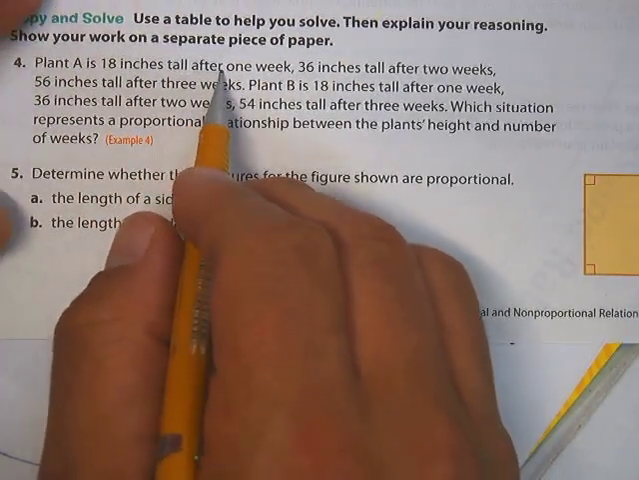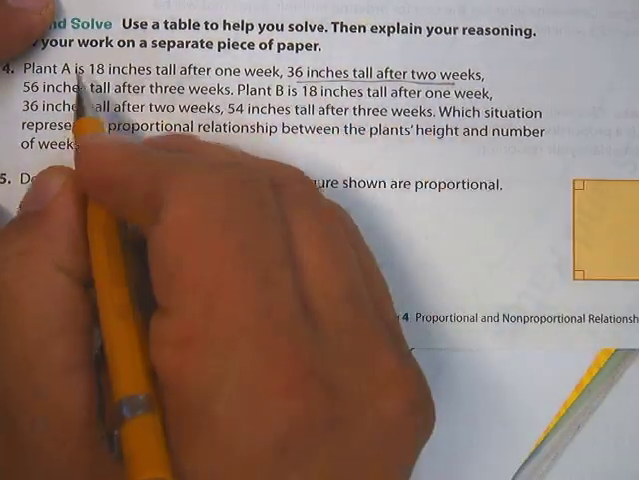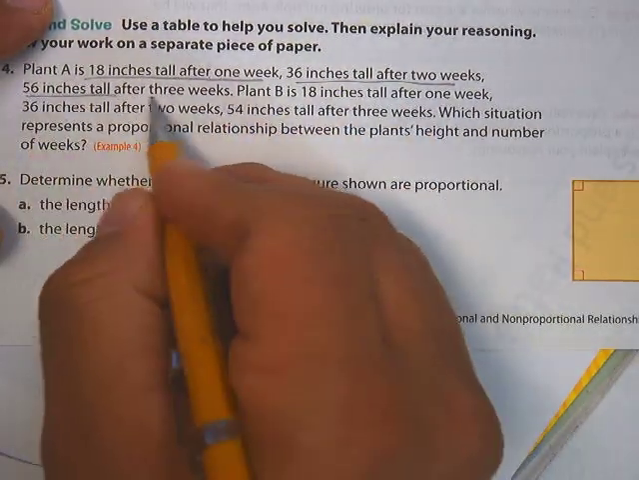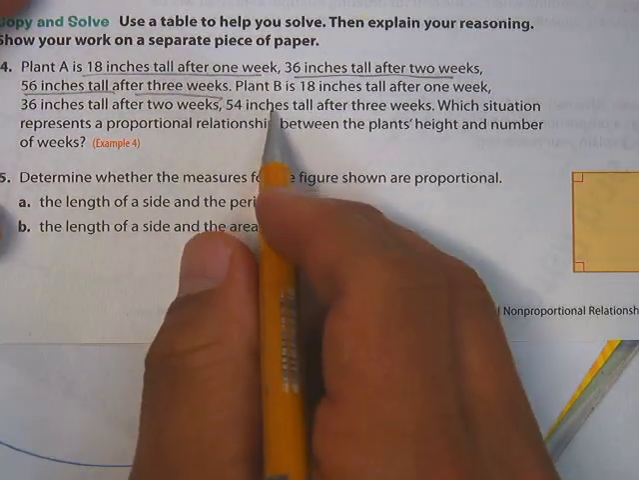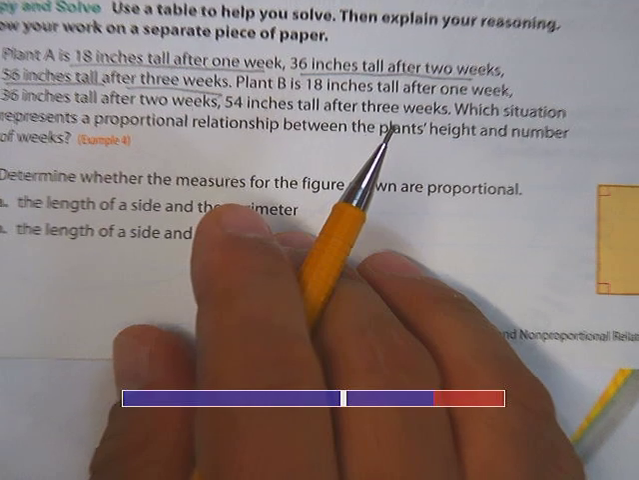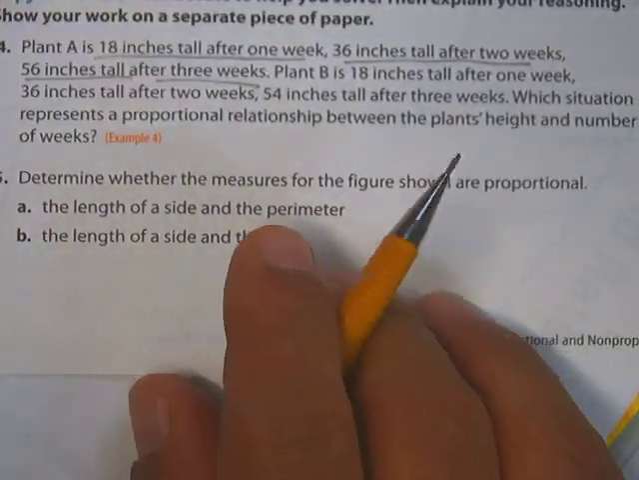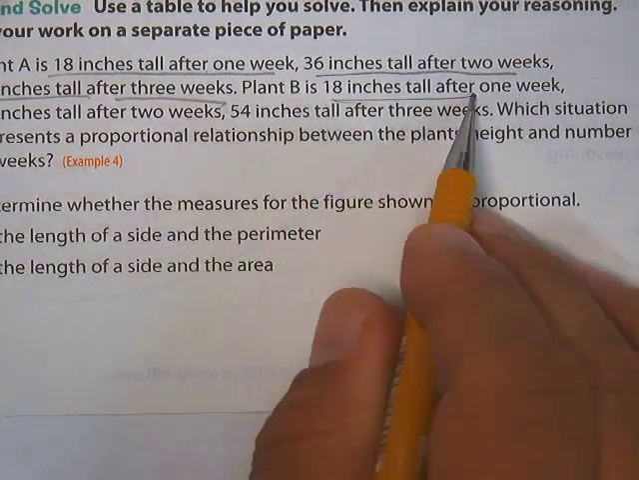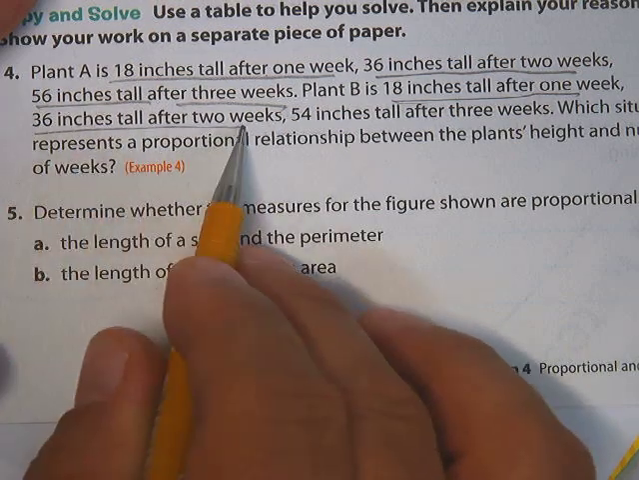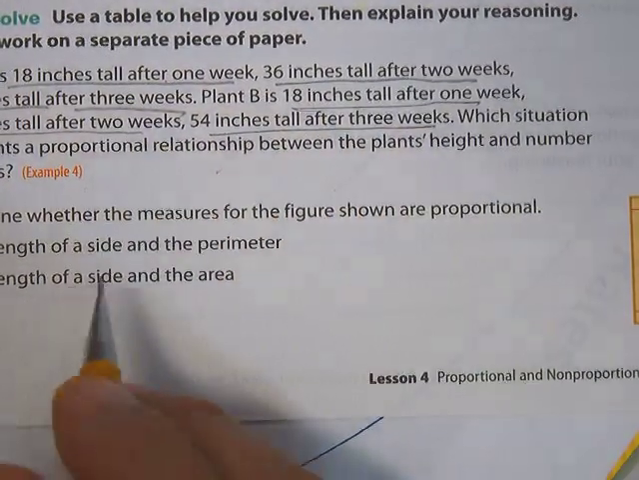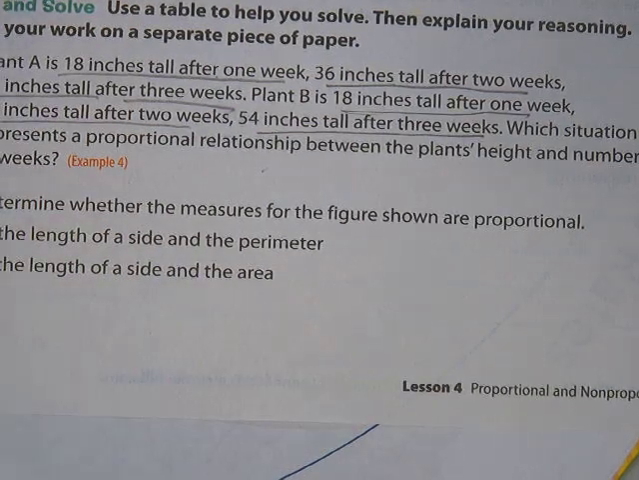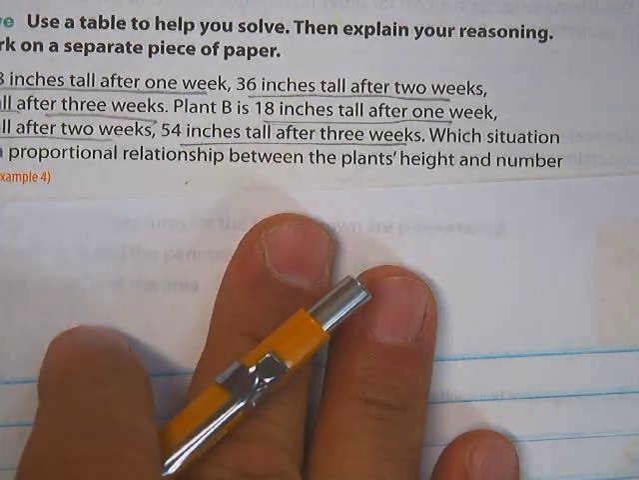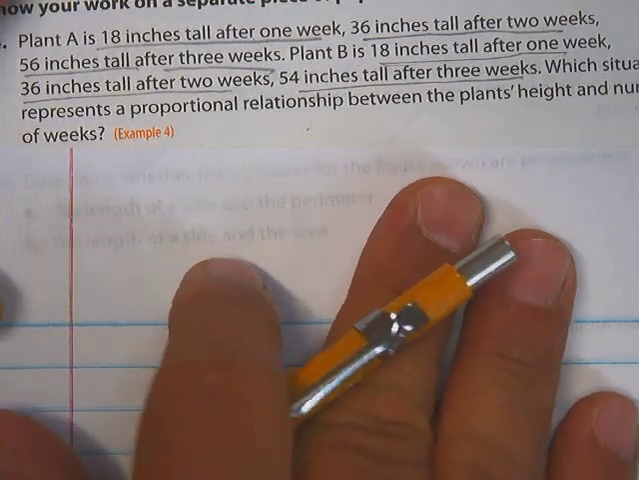Number 4. We have 2 plants. Plant A is 18 inches tall after 1 week, 36 inches tall after 2 weeks, and 56 inches tall after 3 weeks. And then we have another plant, Plant B. Plant B is 18 inches tall after 1 week, 36 inches tall the second week, and 54 inches tall the third week. What I'm going to do is make a table for both of those.